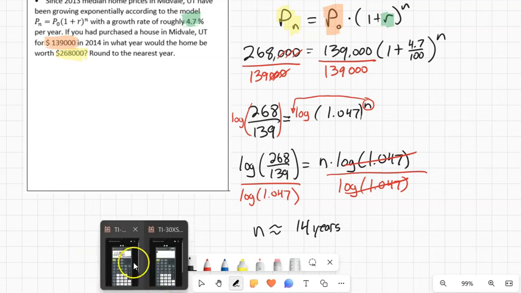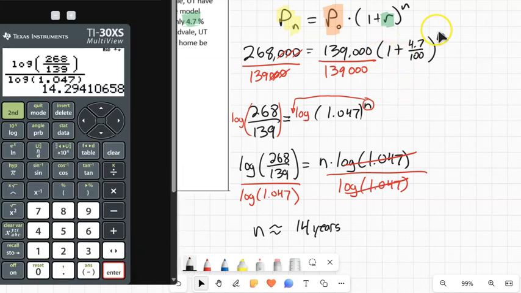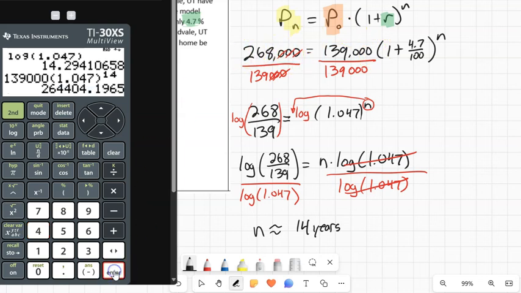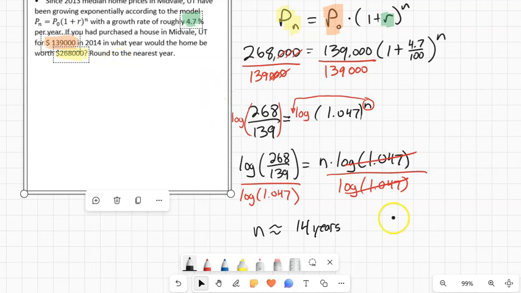We can check this. If we were to plug in 14 for n, starting at 139,000 times 1.047 to the 14, we should be around 268,000. We get 264,000. We're not quite there, but we rounded down with the years, so that's close enough for us to feel really good about this answer.